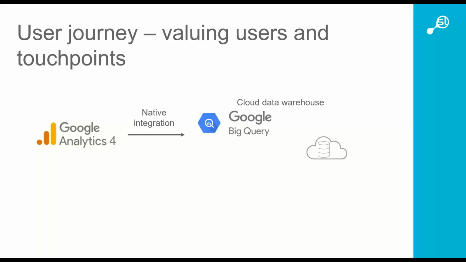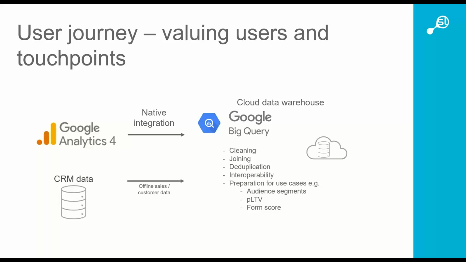So I just wanted to move on to a key feature of Google Analytics 4. This is the native integration with BigQuery. I know Paul mentioned it a bit earlier. We can use this as a cloud data warehouse. So what we have there is the event level data streamed into BigQuery. What we can do with that is then join it with any other first-party data source that you might have.